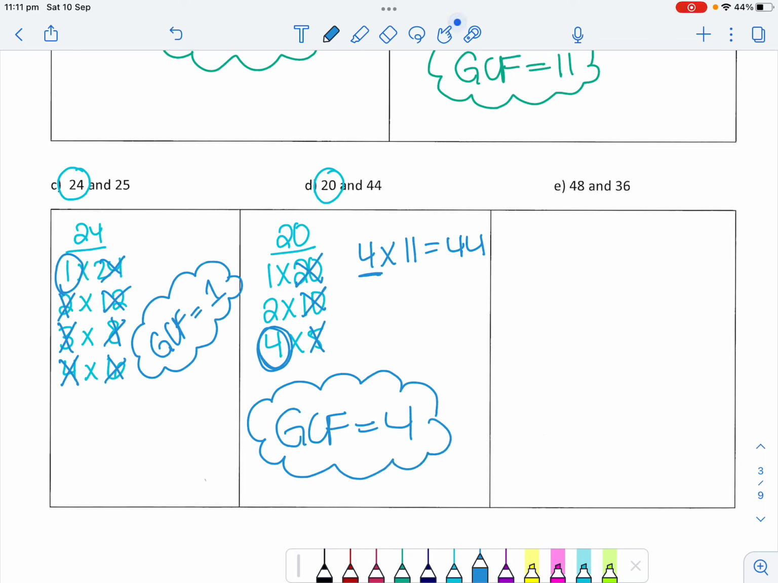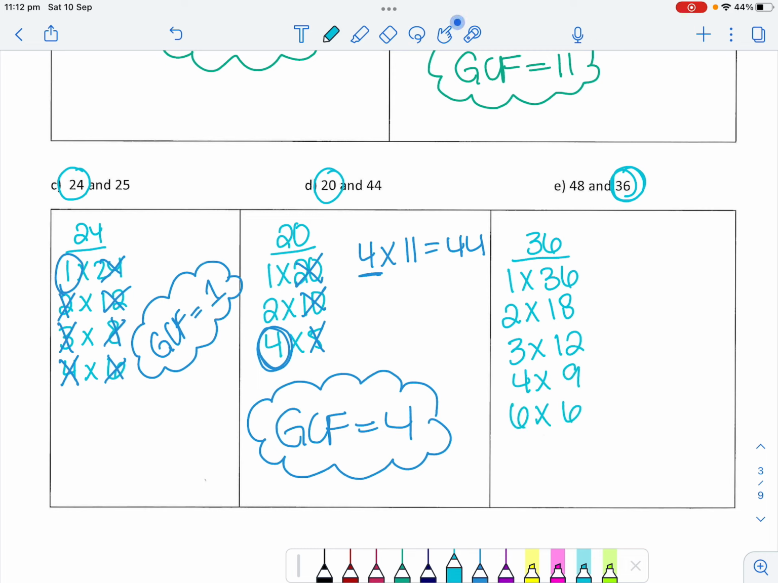When you get to the end of the list on the right-hand side, it is okay to jump over that multiplication sign and go up the other list. In part E, it says 48 and 36. Again, we're finding the factors of the smallest number. So 36 is what I'm going to list the factors of instead of 48. So even though the order is flipped, we still want that smallest number. So 1 times 36, 2 times 18, 3 times 12, 4 times 9, 6 times 6.